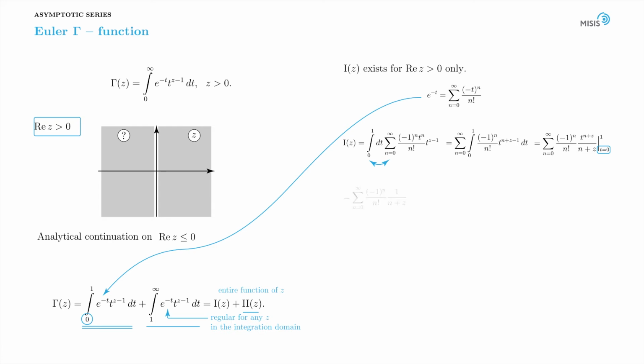So each integral yields a simple 1 over n plus z term. This way, we transform our first integral into an infinite sum with simple and transparent analytical structure. Let's write down several initial terms of this sum. Here they are. As we see, the sum is defined even for negative z.